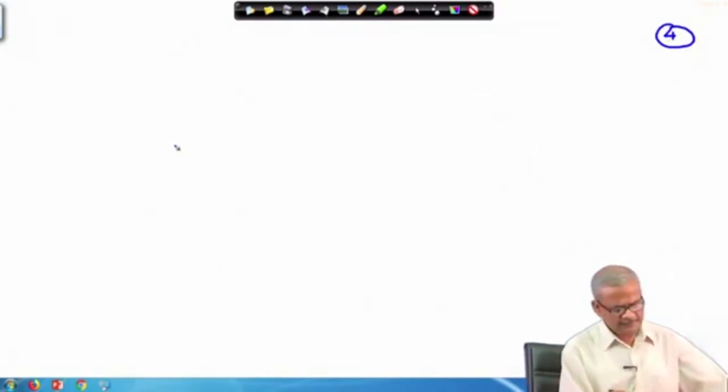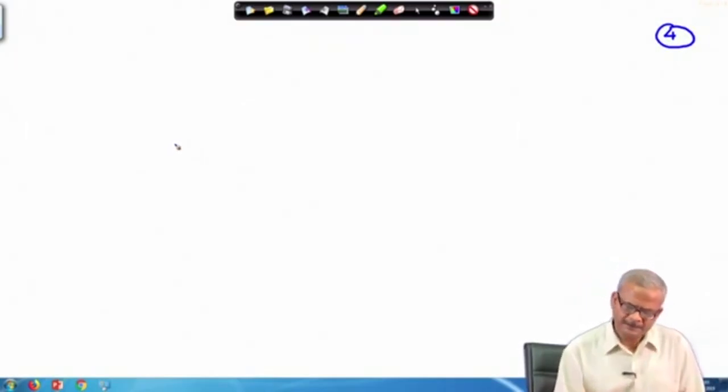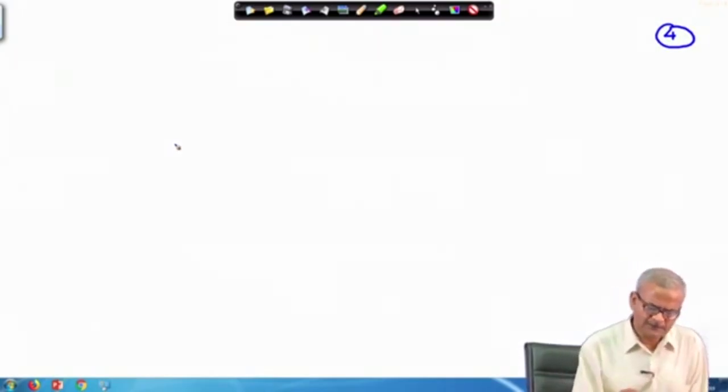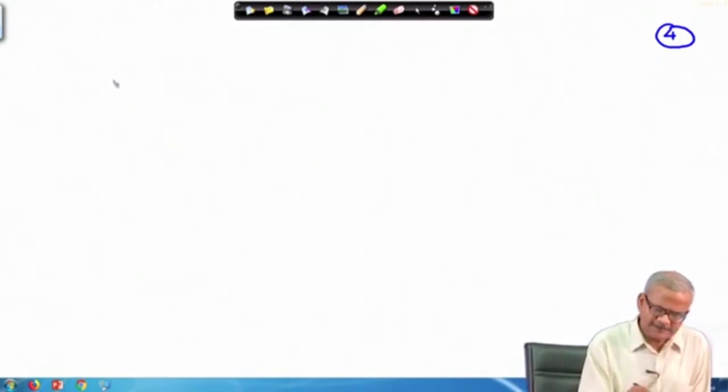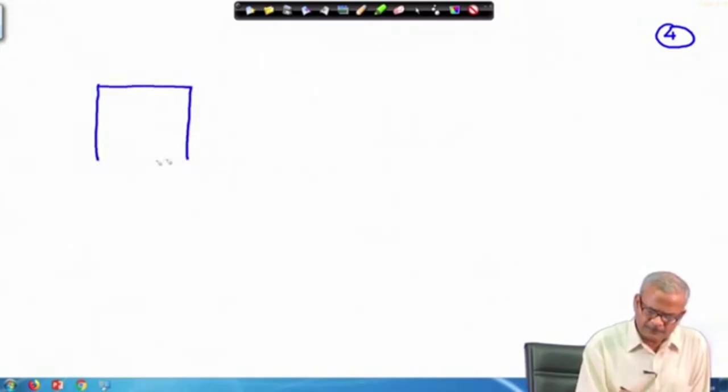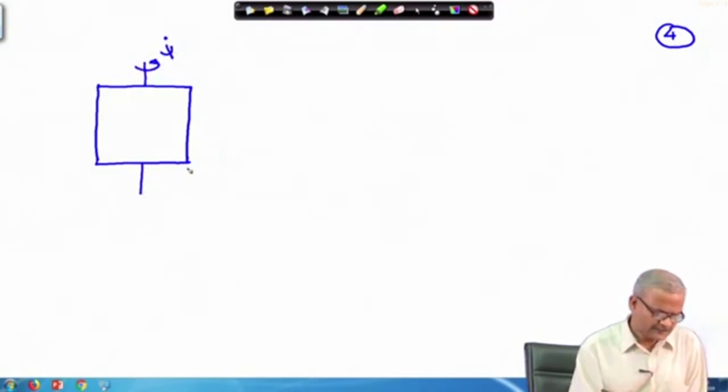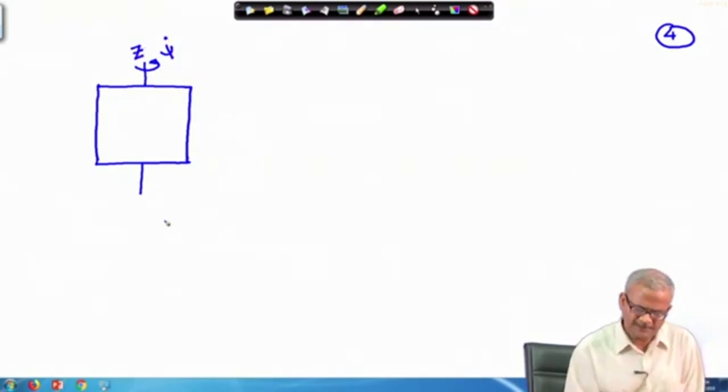So, already we have discussed the rigid body dynamics of a torque free motion. Here let us consider that there is a hoop like this, or a square hoop, which can rotate on this axis, and we write this rotation rate as psi dot. And in this direction I will write capital Z.